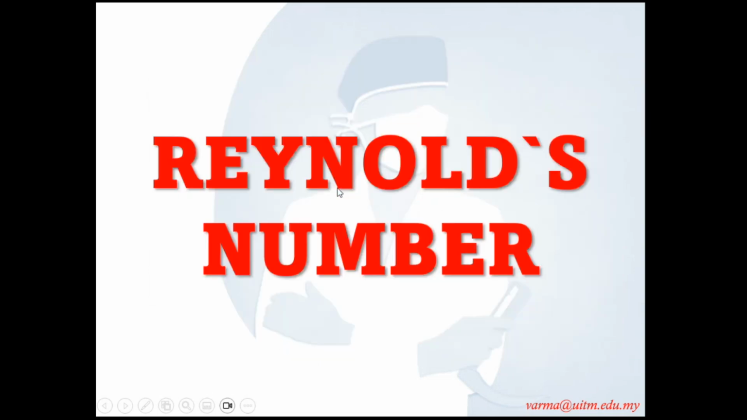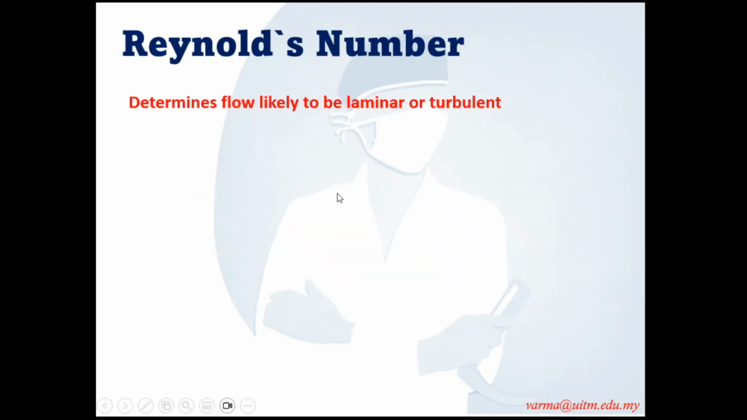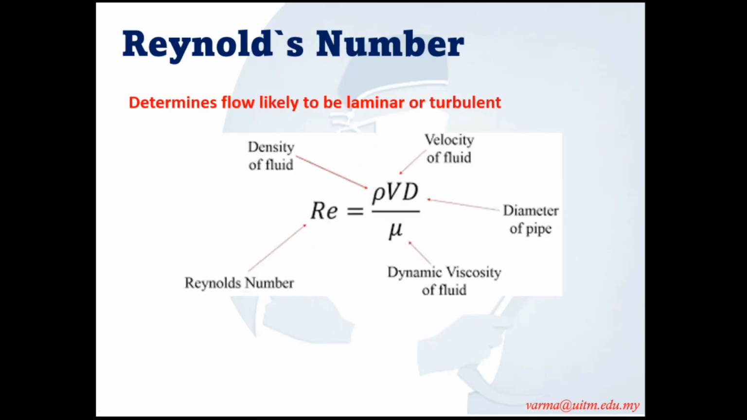So that brings us to Reynolds number. Reynolds number helps us to determine whether the flow is likely to be laminar or turbulent. So this will tell us how we can manipulate, what should we do to maintain a laminar flow? So the equation is, Re stands for Reynolds number. Reynolds number does not have a unit. Reynolds number does not have a unit.